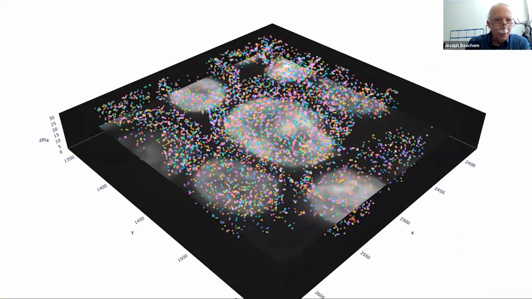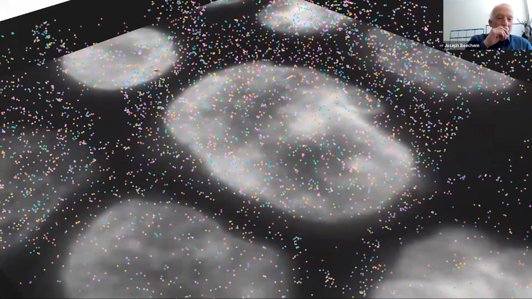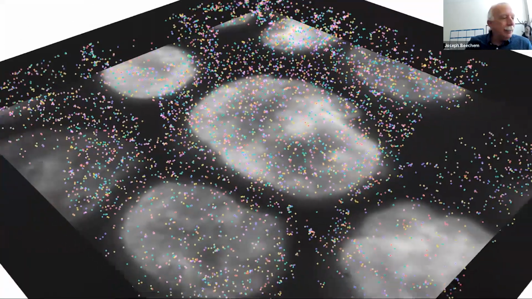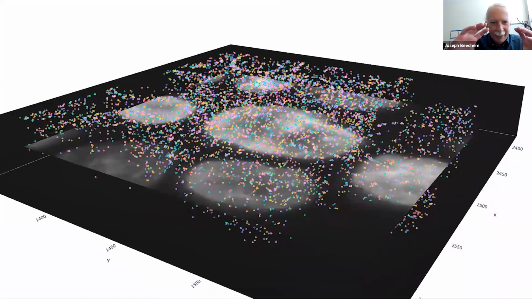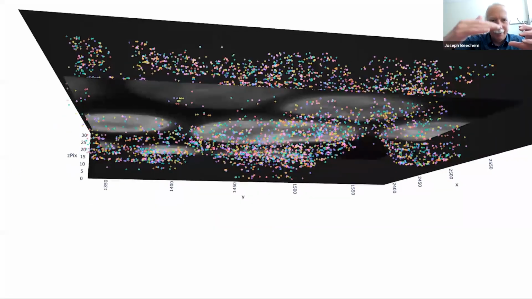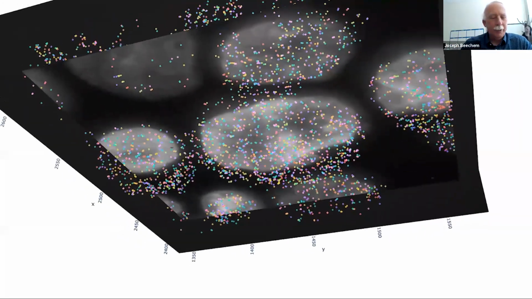Now let's take a little look. So now you're actually sort of taking a ride, if you will, jumping into a single cell. You can see the RNAs in space. And as I get to the sideways view, you can see about 7 to 10 planes of information where the RNAs are, above and below the nucleus.